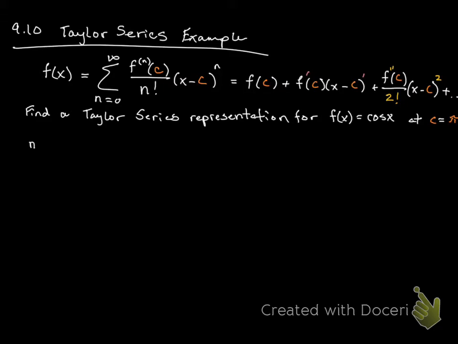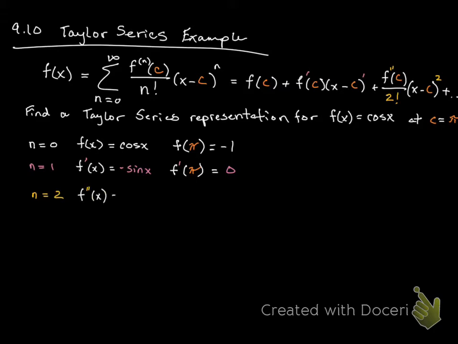For n is 0, I take the original function, which is cosine, and I evaluate that at the center, pi. Cosine of pi is a minus 1. For n is 1, I take the first derivative, that's minus sine of x, evaluate that at pi. Sine of pi is 0. Okay? And keep going. When n is 2, I take the second derivative. Derivative of minus sine is minus cosine, evaluated at pi. Cosine at pi is a minus 1 times an extra negative is a 1.